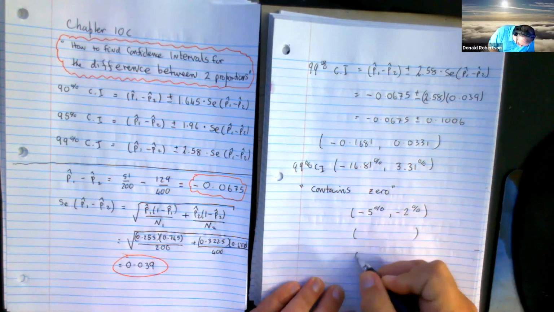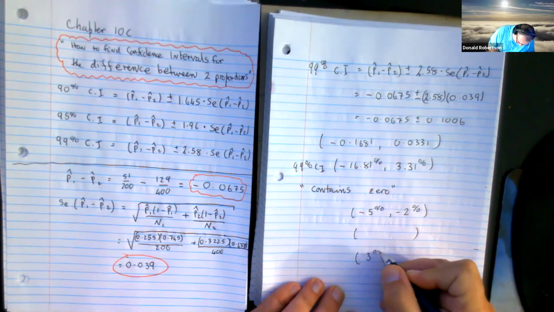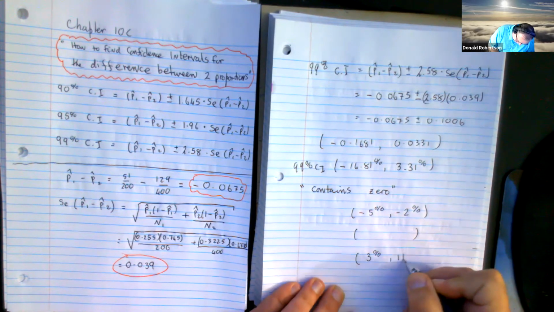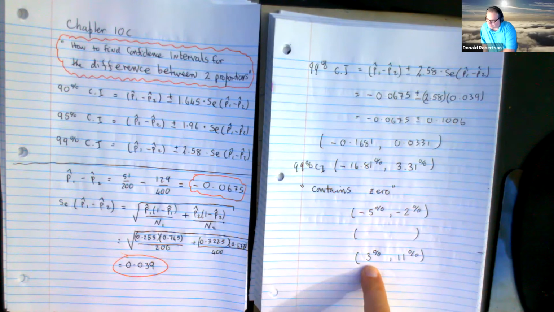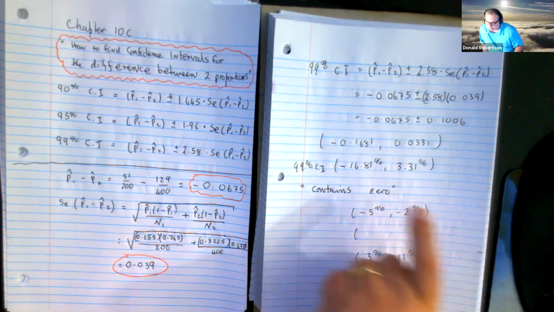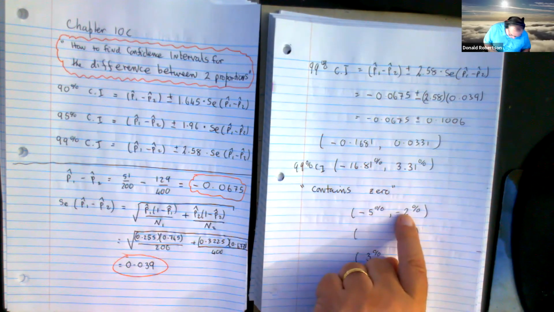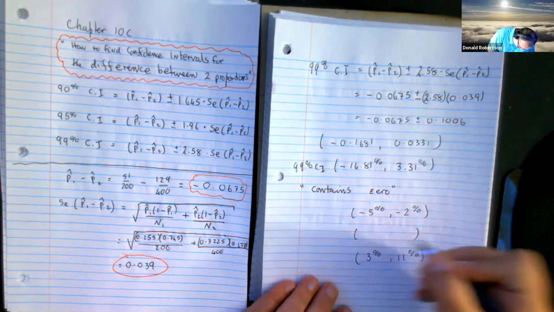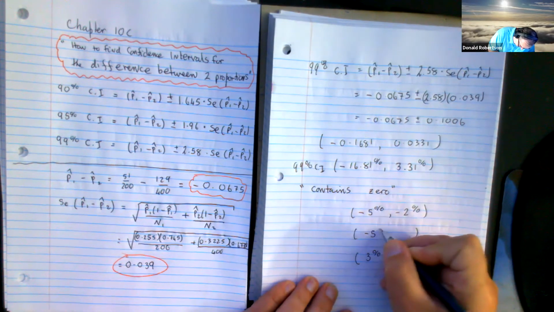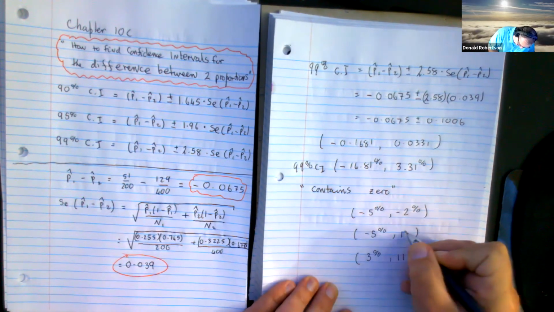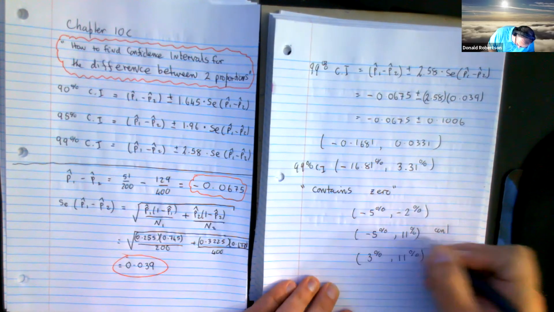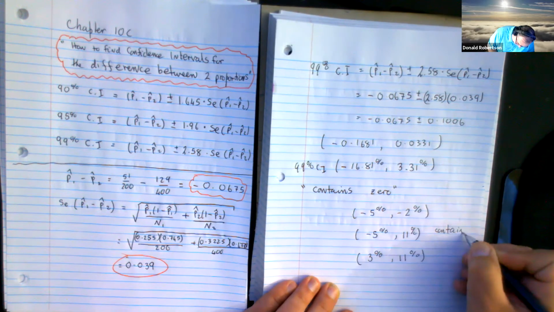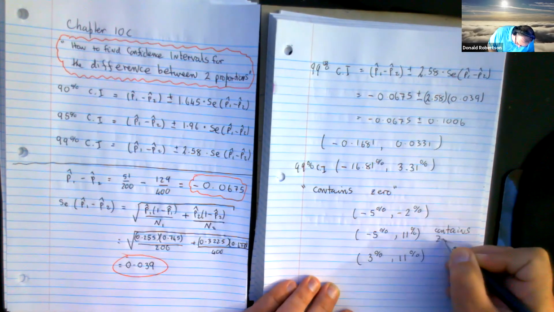You could get a situation where everybody is positive. The difference is somewhere between 3 and 11%. Here, the difference is somewhere between negative 5 and negative 2. And you could get an interval, this middle one, that contains the number 0.